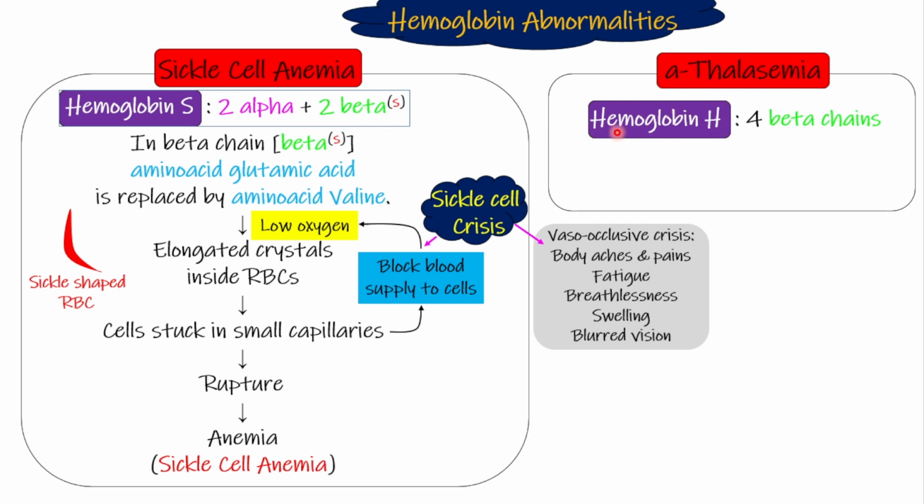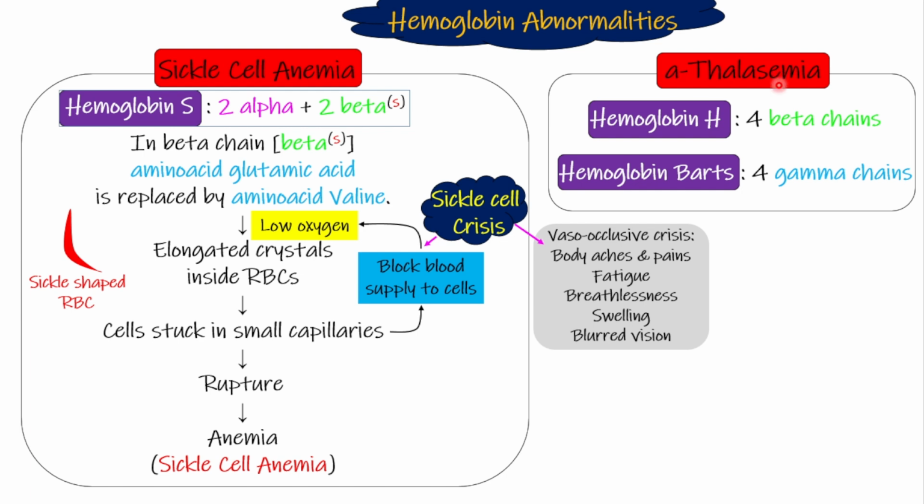So in alpha-thalassemia, hemoglobin H might appear. The structure of hemoglobin H has 4 beta chains. It is not 2 alpha chains and 2 beta chains. The alpha chains are missing, and all of the 4 chains are beta chains. And when all of the 4 chains are beta chains, this is known as hemoglobin H. Then we have hemoglobin Barts. If there are no alpha chains and no beta chains, then all of the 4 chains will be gamma chains. If there are 4 gamma chains, then this hemoglobin is known as hemoglobin Barts.